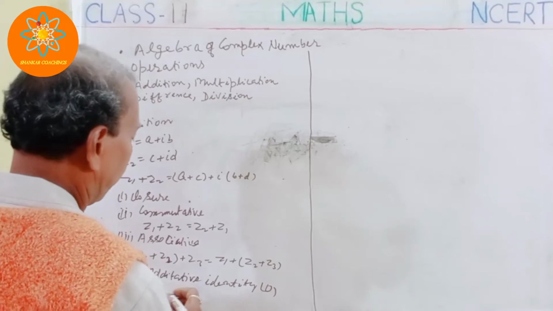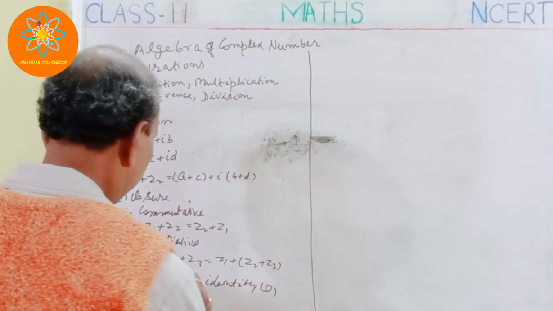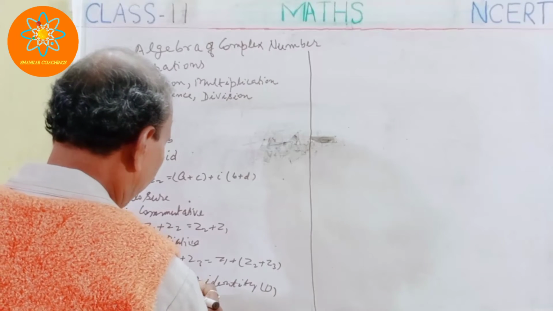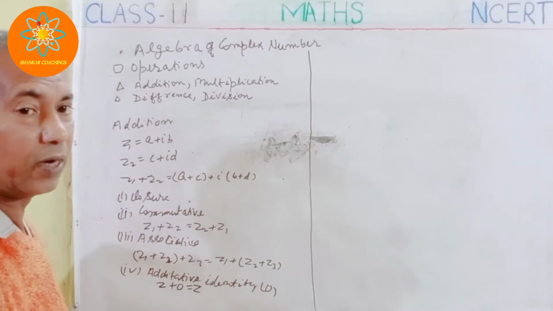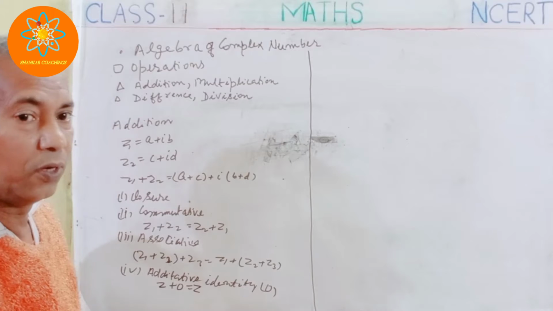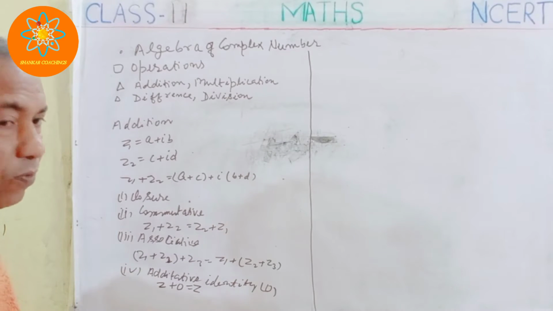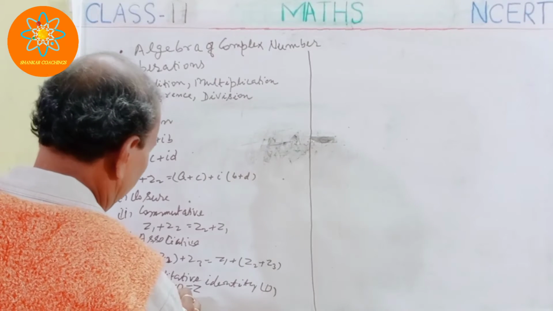Let's suppose z is a complex number. Suppose I add 0 here. So what will be the value? The value is again equal to z. So this is your additive identity. Now one more is there, that is the additive inverse, the fifth and last one.